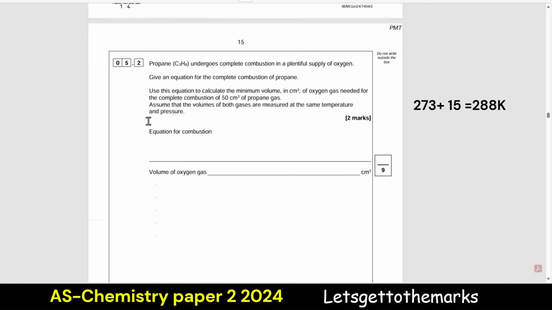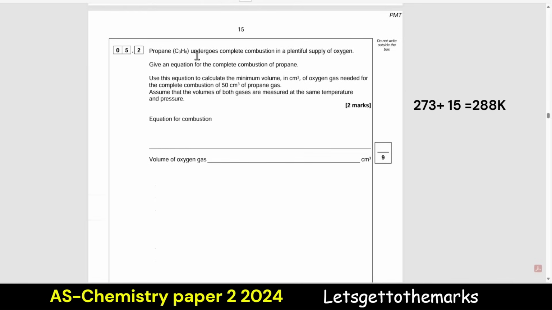So we're on to the last part of the question, and it says propane, C3H8, undergoes complete combustion in a plentiful supply of oxygen. Give an equation for the complete combustion of propane. Use this equation to calculate the minimum volume in centimetres cubed of oxygen gas needed for the complete combustion of 50 centimetres cubed of propane gas. Assume that the volumes of both gases are measured at the same temperature and pressure.